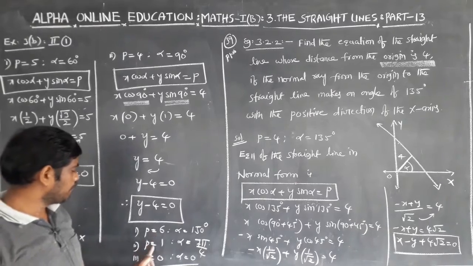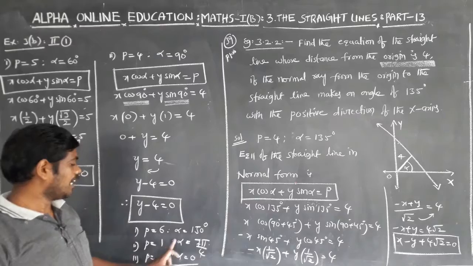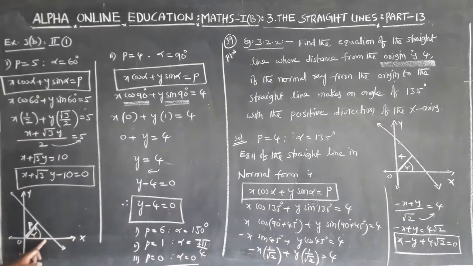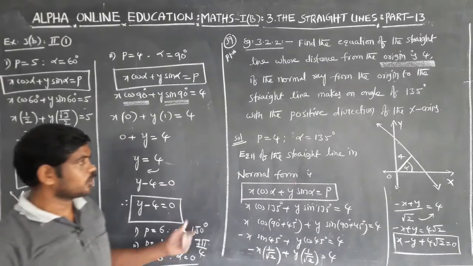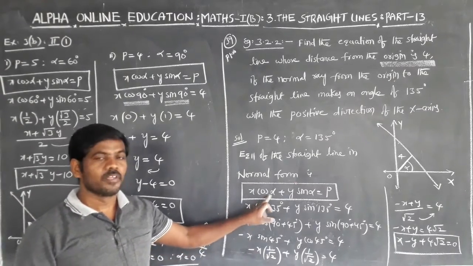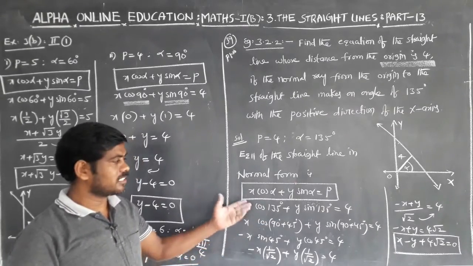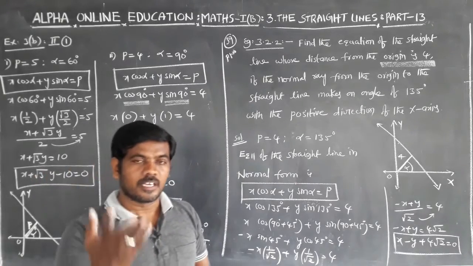Here, given P, the perpendicular distance from origin to the line, and alpha, the angle a normal ray makes with the positive x-axis measured counterclockwise, we use the formula x cos alpha plus y sin alpha is equal to P. This is the process for finding the equation of the straight line in normal form.